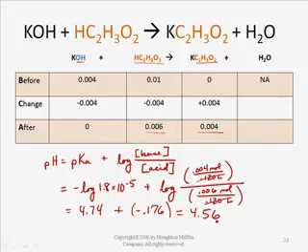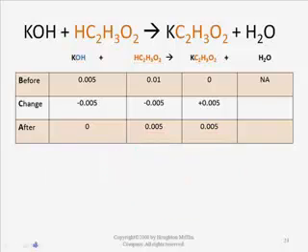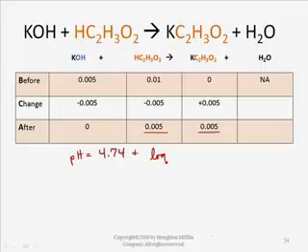Okay, so let's look at it with the next addition. So now we've added a little bit more of the base. But again, look at what's left. Here we're at our halfway point. So our pH is going to equal our pKa, 4.74 from before, because we have the log of 0.005 over 0.005. So we're at the halfway point. So 4.74.